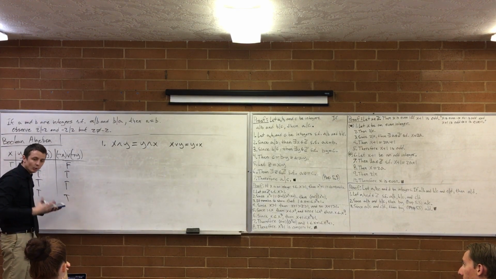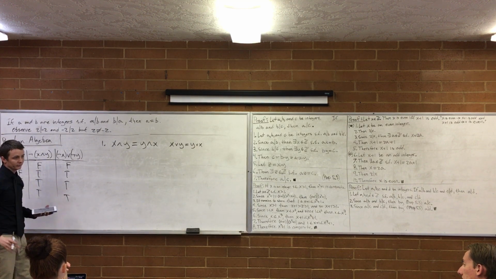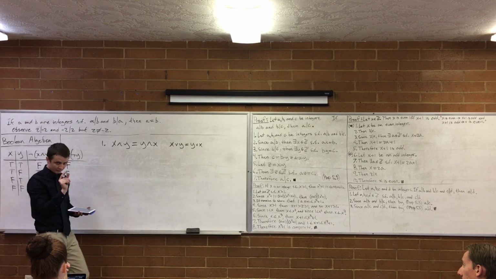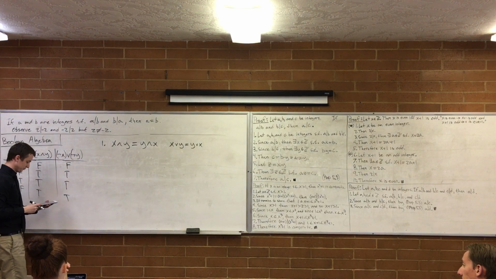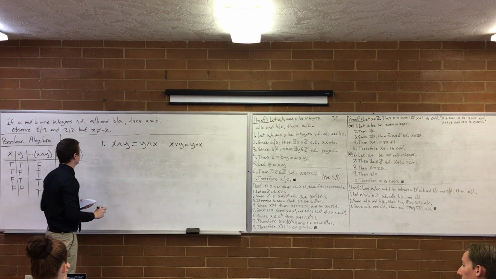These are properties that Boolean algebra has, just like real number algebra has certain properties with its plus and its times. And then the not in this context is very similar to negative in algebra. So let's look at the next one.